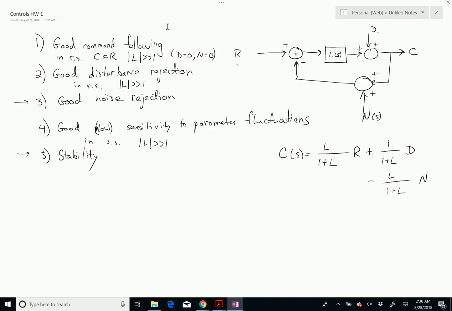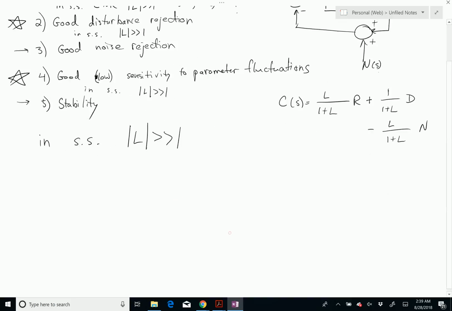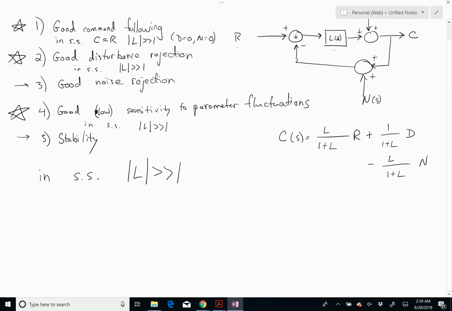So we're testing this here. Basically what it comes down to, for all three of those things, those are all steady state things, and they basically tell us that in steady state, we want the magnitude of L to be large. In other words, the open loop gain around this loop to be large.